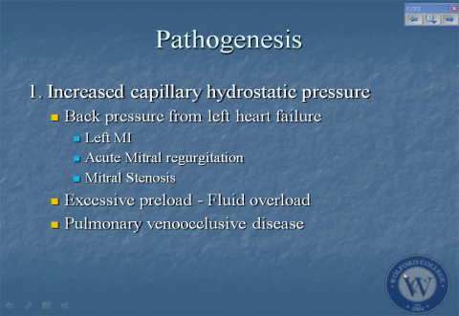Pathogenesis of increased capillary hydrostatic pressure is usually due to one or two causes. One is excessive back pressure from the left heart failure. Usually that occurs when the mitral valve becomes incompetent. So you have usually a left-sided myocardial infarction with a severe mitral regurgitation. Or you may also get this with prolonged mitral stenosis. Okay? You may also get it from excessive preload, where you get now increasing stroke volume into the pulmonary arteries, and you get pulmonary hypertension.